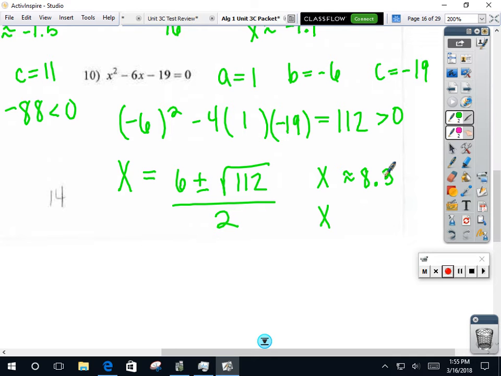6 minus the square root of 112 divided by 2 is what? Negative 2.3.